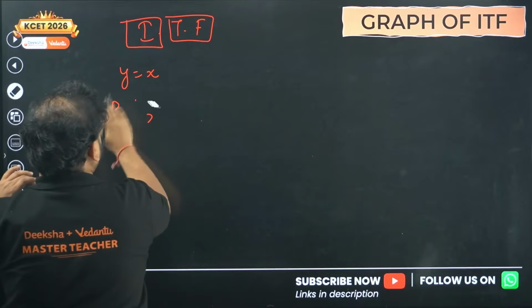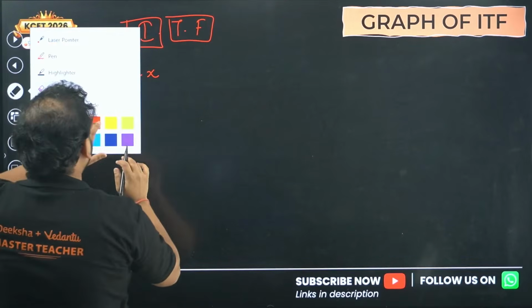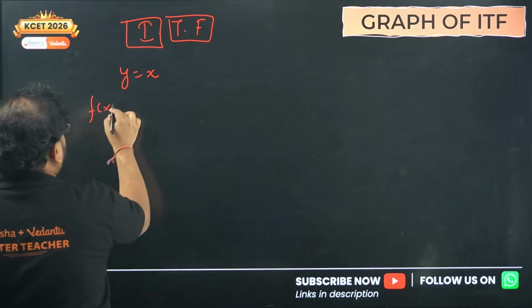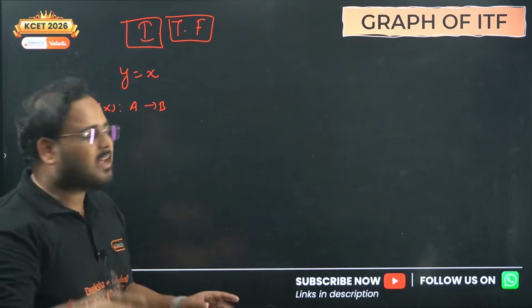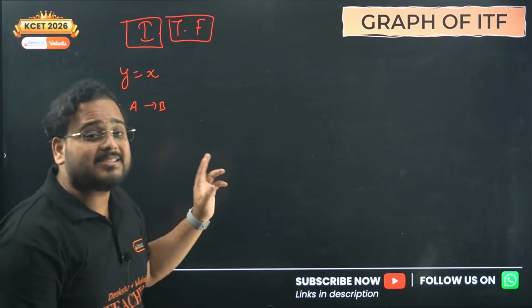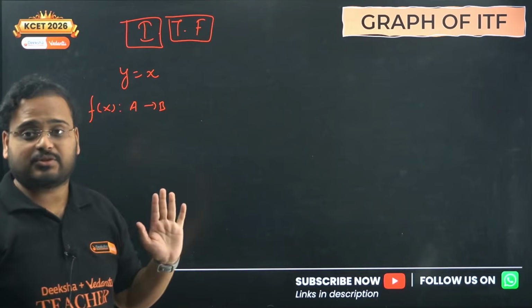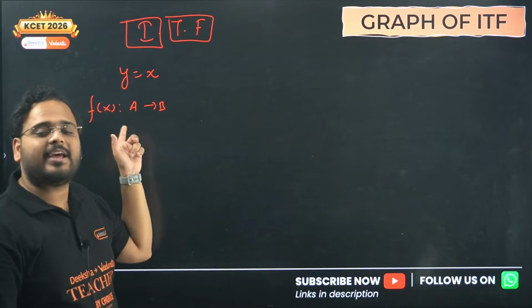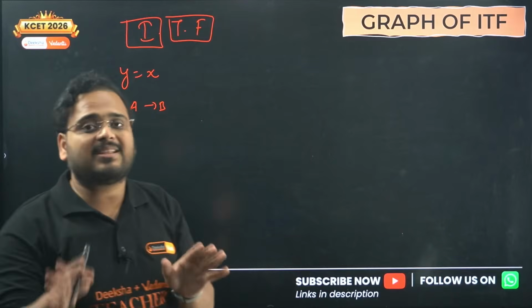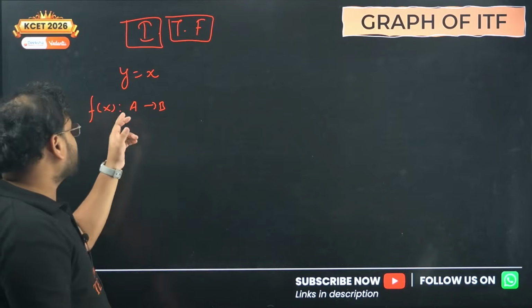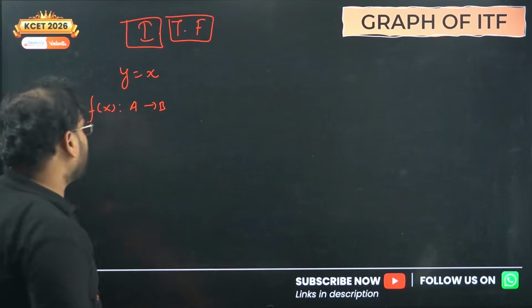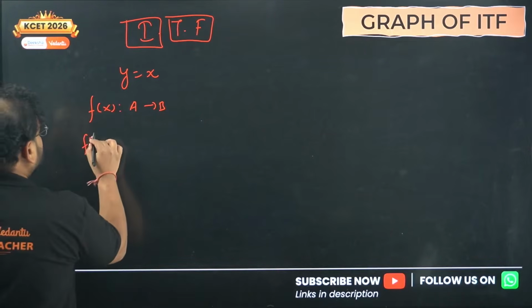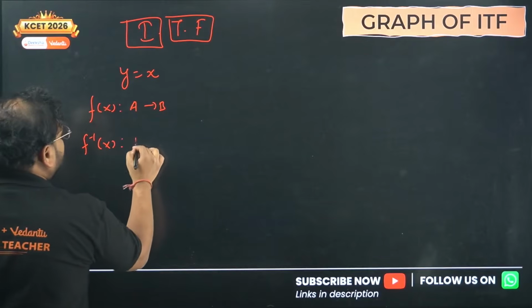Let me write it like this. If I write a function, let's say f of x, from A to B, let me say it is one-to-one and onto. So A is the domain and B is the range. Usually when they write the function, A is the domain and B is the codomain. I'm saying assume it is an onto function, so A is the domain, B is the range. If I'm writing f inverse, the answer will become B to A.